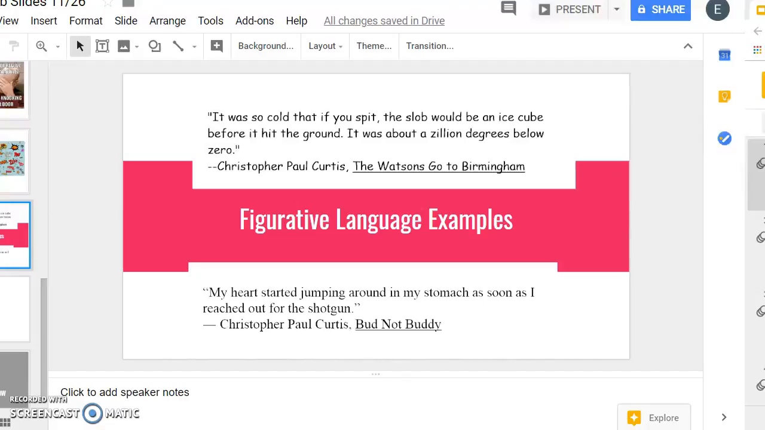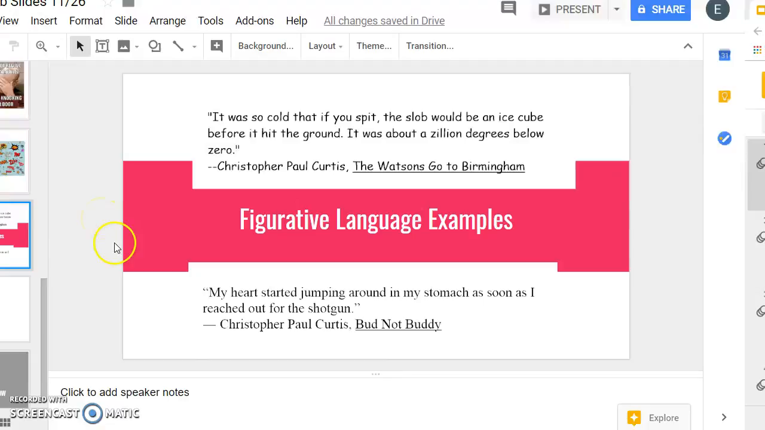If you said hyperbole, you are right. So the slob would be an ice cube before it hit the ground. So that's pretty literal, right? Because you could have your spit turn into an ice cube. That's not figurative. That could actually happen. However, it was about a zillion degrees below zero. Well, that's kind of impossible. Therefore, it's a hyperbole. It's an extreme exaggeration. And the point he's trying to prove is that it was really, really cold outside. That was by Christopher Paul Curtis, The Watsons Go to Birmingham.